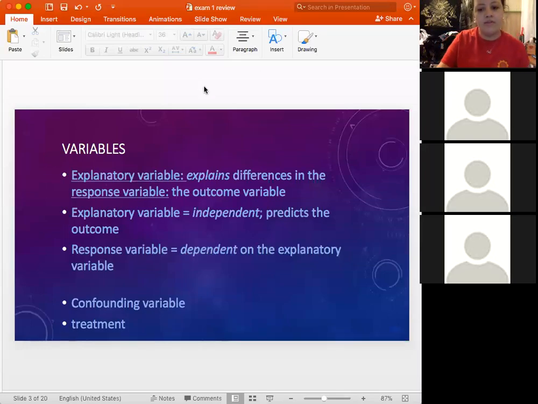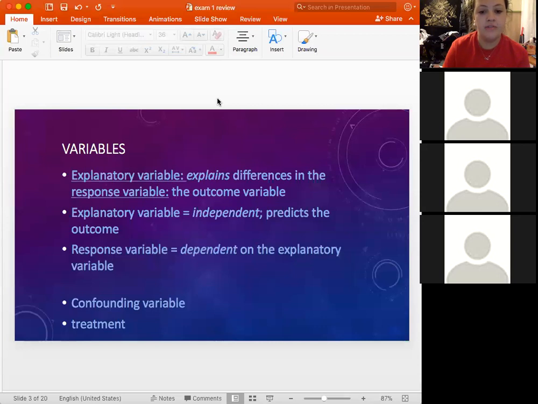Yeah. So yeah, confounding variable and then treatment. So just to run that again, we have our explanatory variable, which is explaining the difference in our response variable. It's independent, it's not impacted by anything. Our response variable is dependent upon our explanatory variable. And then our confounding variable is going to be a third variable that affects the other variables that we're trying to look at. So we don't want the confounding variable.